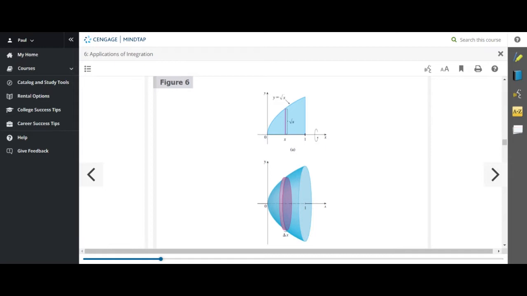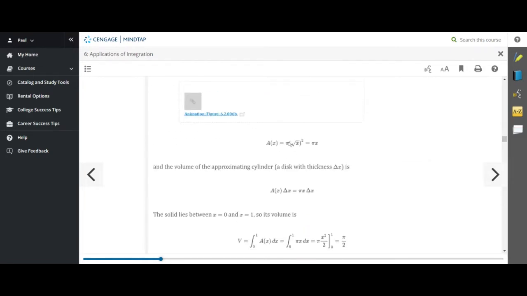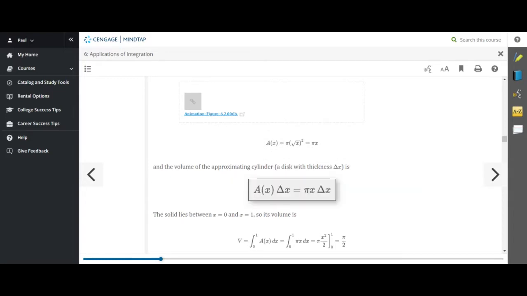So in other words, the cylinder has area on top, pi times r squared. That's the cross-sectional area of that cylinder, which is pi times x. The volume then is going to have to be the area times delta x. So that's pi x times delta x.